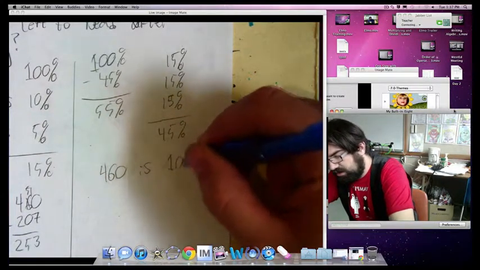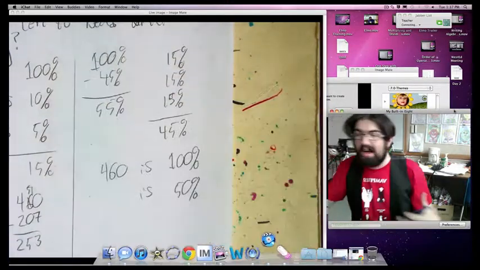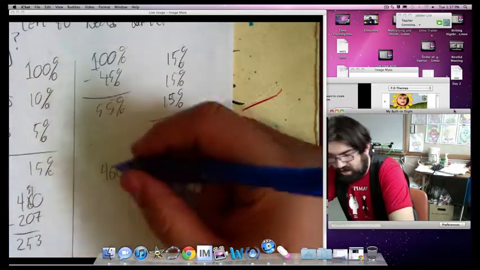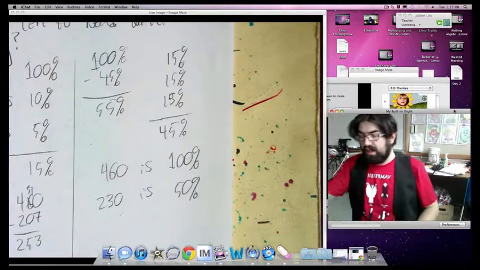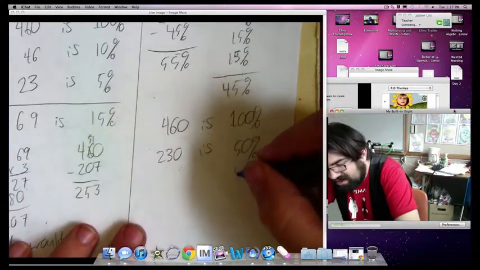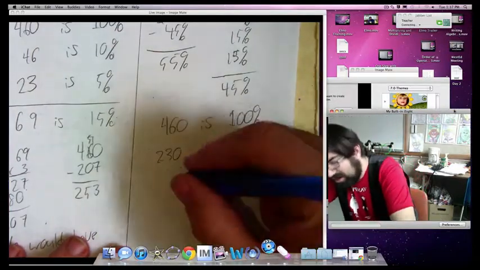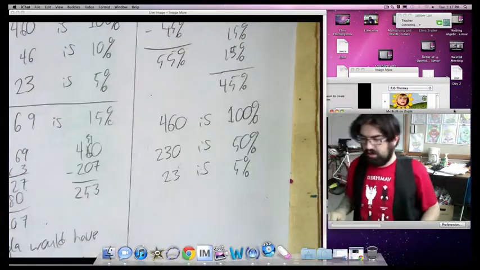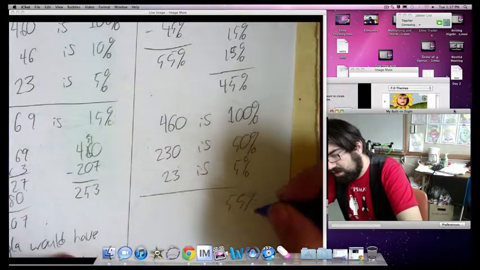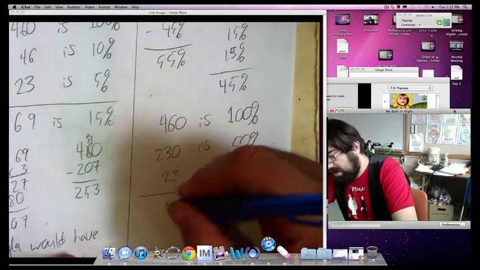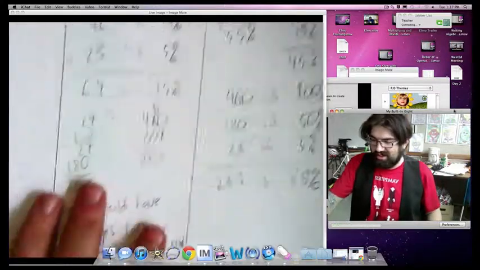460 is 100%. 50%, I'm going to do that trick again, is half. Half of this is 230. Right? And then 5%, I'm just going to divide that by 10, aren't I? 50 divided by 10 is 5. So that's 23. Cool. Add these together. 3, 5, 2. Hey, look. 253 is 55% again. Sick.